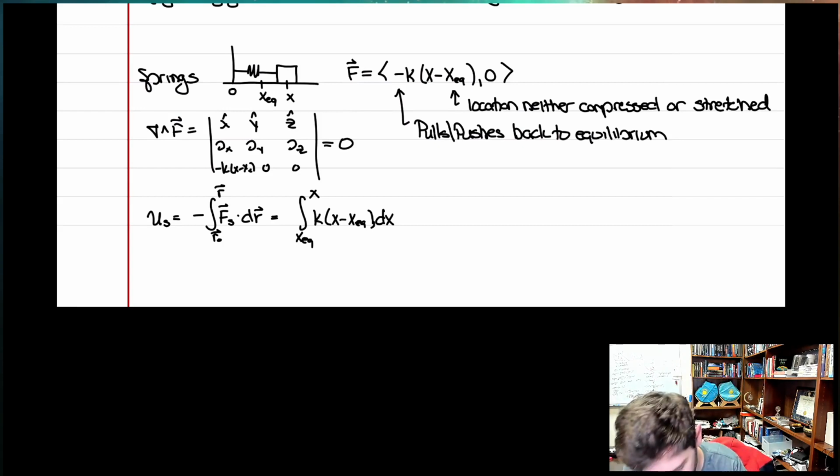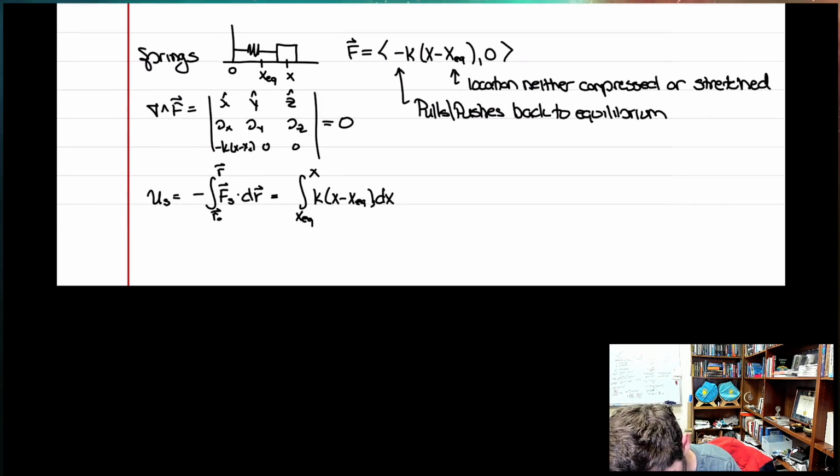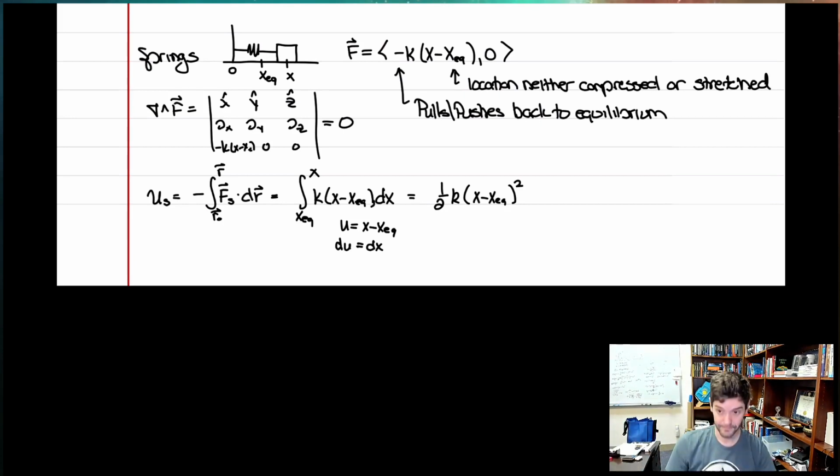This isn't too bad. It's an easy integral to do by itself, but I might do a u substitution anyway. Let u be that thing in parentheses, then du is dx. At the end of the day, this becomes 1/2 k (x minus x equilibrium) all squared as a result. And again, that is for a particular choice of reference point, where when x equals x equilibrium, the potential energy is 0.